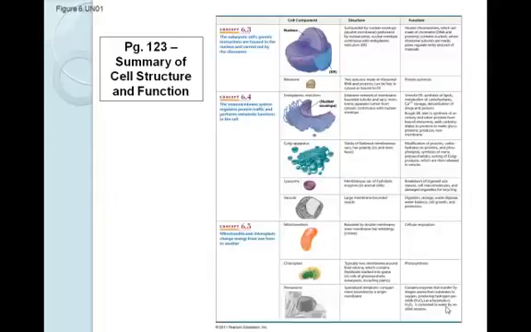This chart on page 123 summarizes the structures found in eukaryotic cells along with their functions. This will be a very helpful diagram in reviewing this chapter's materials.